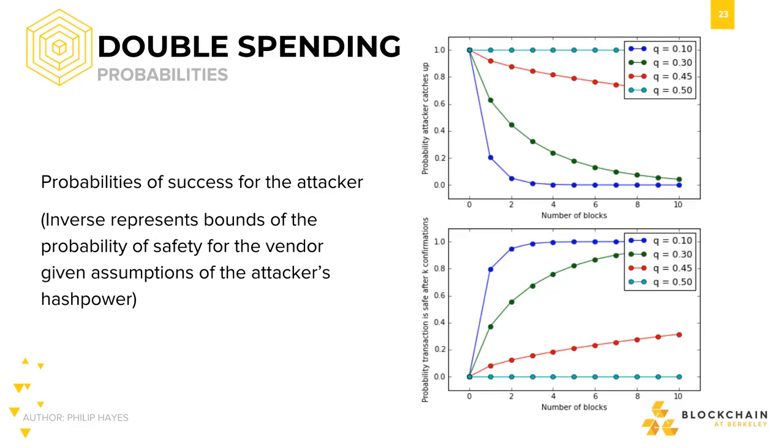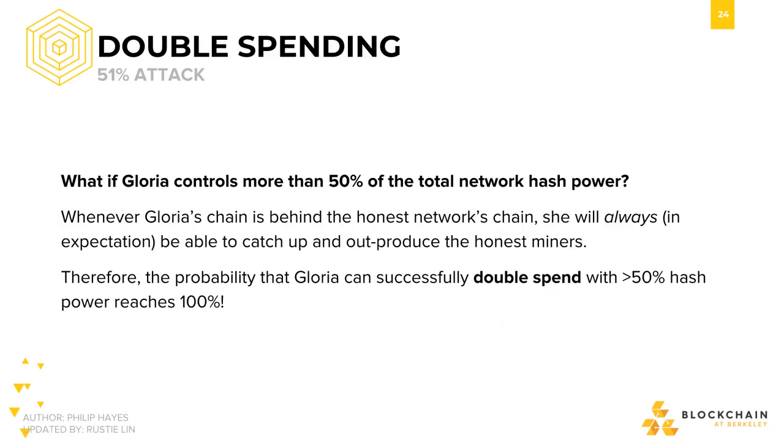If the attacker has 50% of the network hash rate, then we have a 0% probability that our transaction is ever safe. At any time, the 50% attacker can produce a chain that will catch up with the rest of the honest network. With more than 50%, say 51%, I will always be able to double spend. I will always be in control of which blocks are included within the history of transactions.